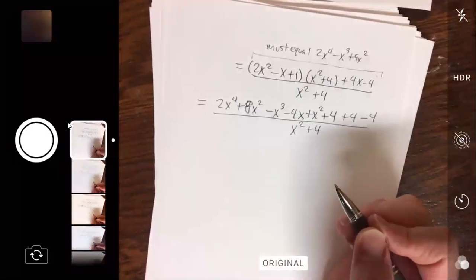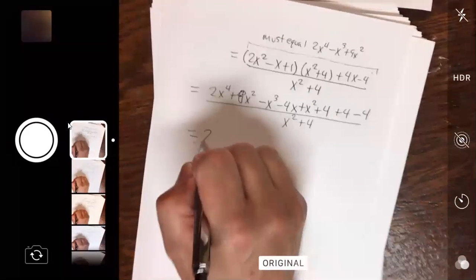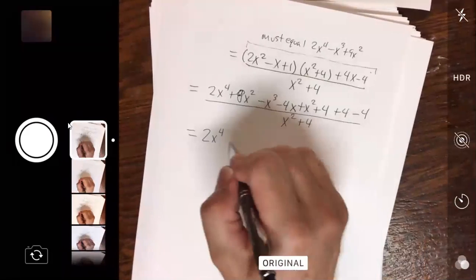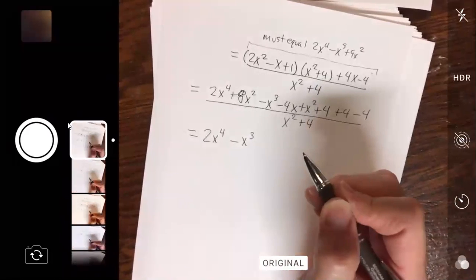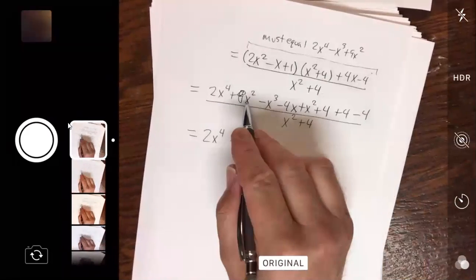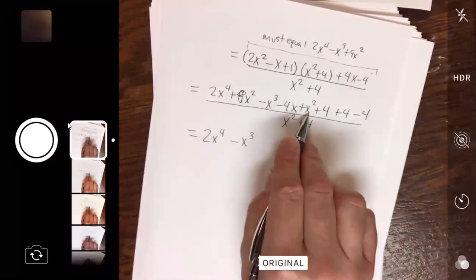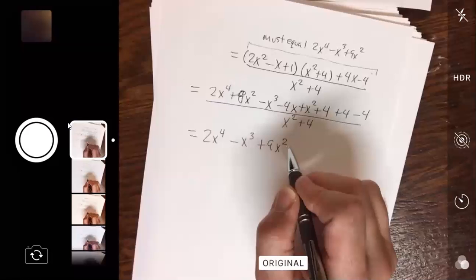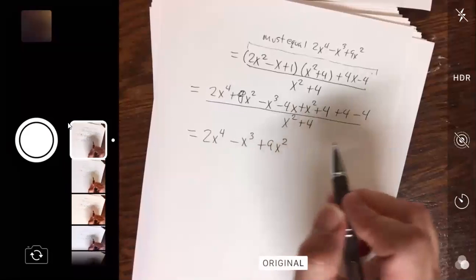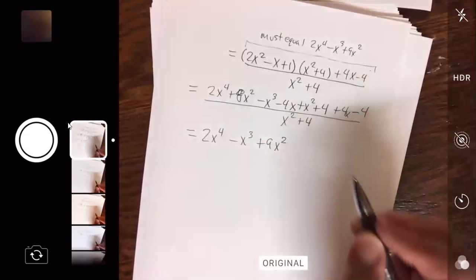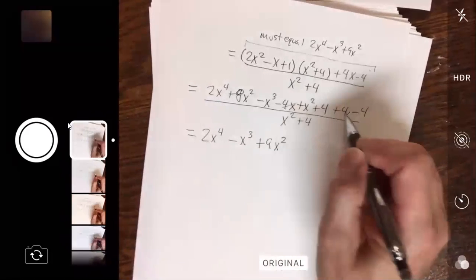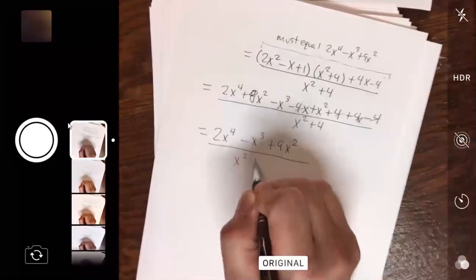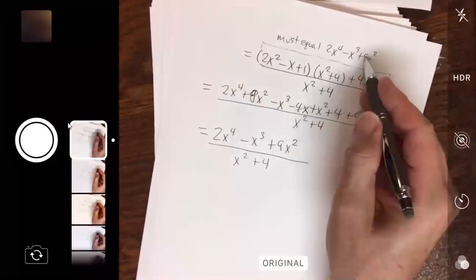All right, let's combine all the like terms. 2x fourth minus x cubed. We've got 8x squared plus x squared is 9x squared. I lost the 4x. Whew, okay, there was a 4x there. So minus 4x plus 4x plus 4 minus 4. And I'm back to this over x squared plus 4, which is what I had up here.